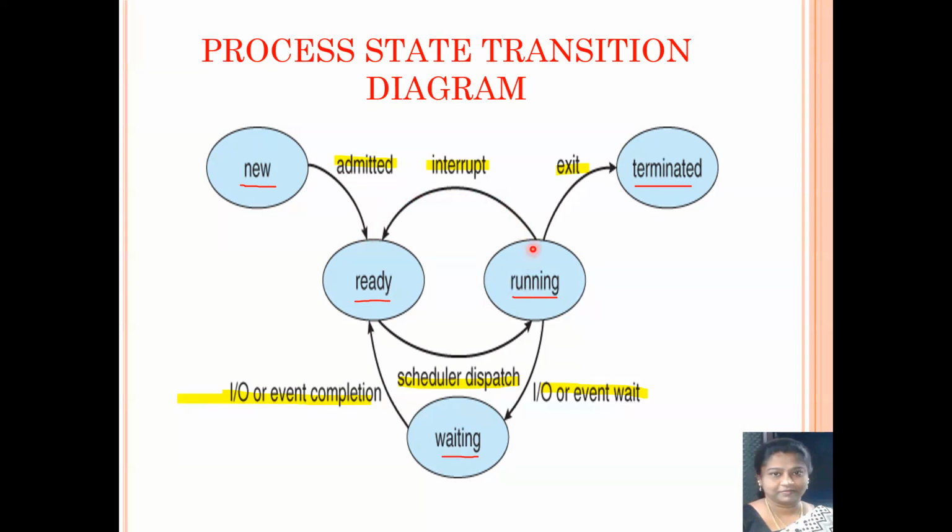And finally, we have the last state transition, exit. Once the process completes its execution, the process is no longer needed. It can be deleted, it can be terminated. In that case, the process moves from the running to the terminated state, and the state transition is called exit. I hope all of you are clear with the various process states and the state transition diagram. So that's all in this video. Thank you.